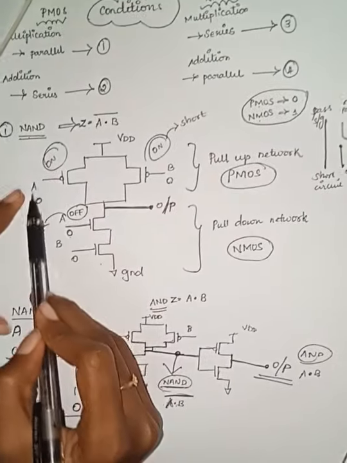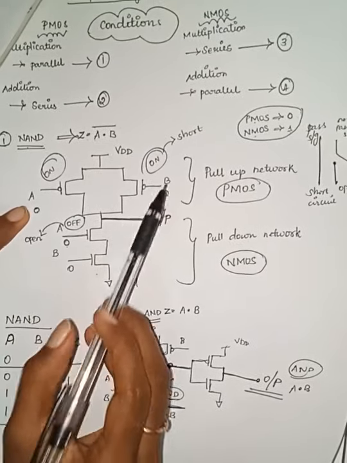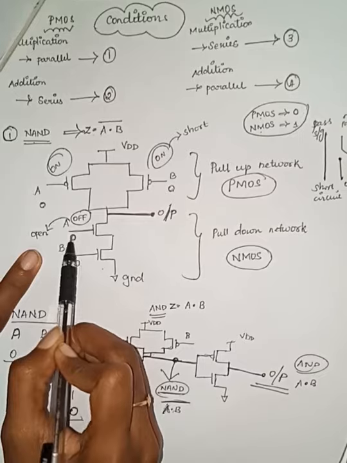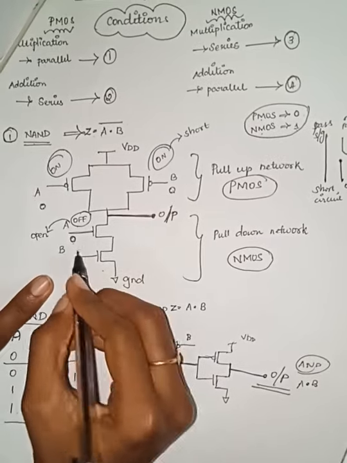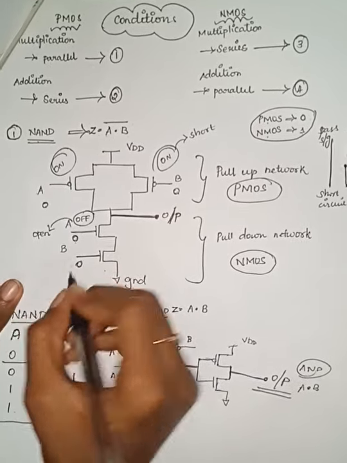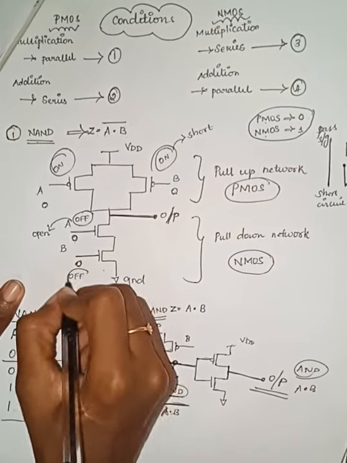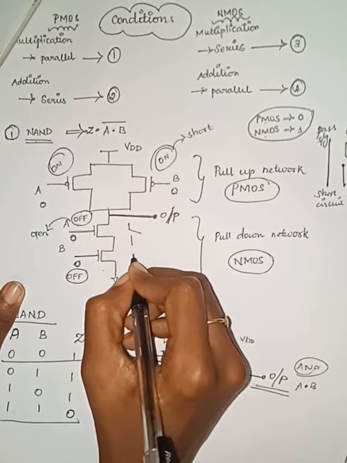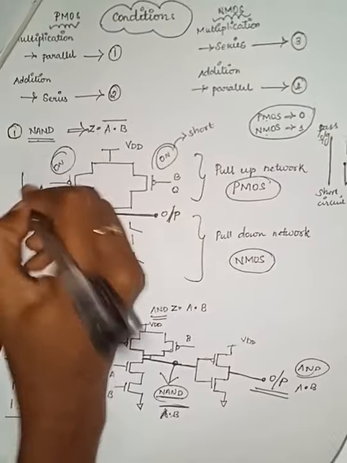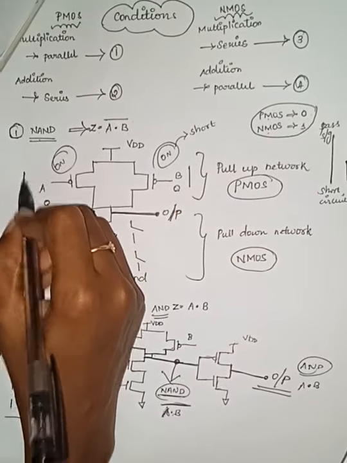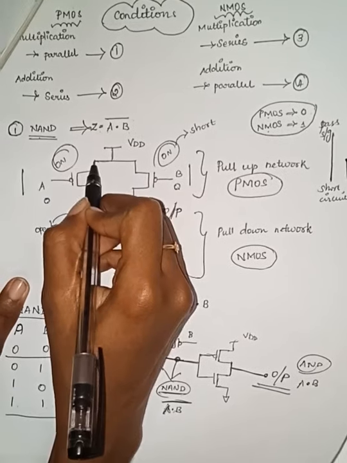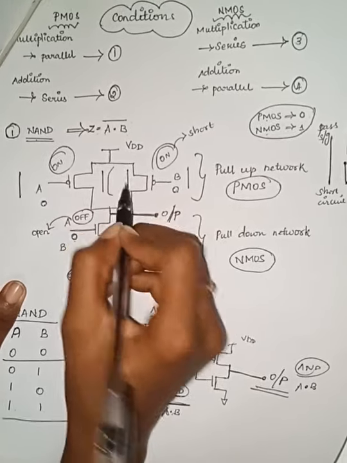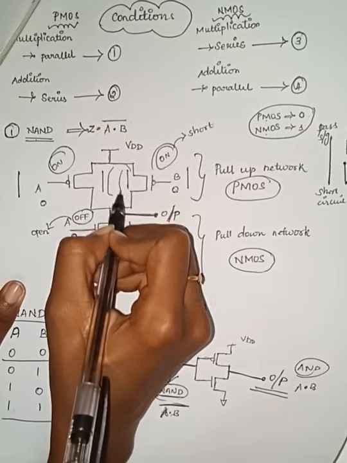So when input is 0, PMOS gets on. Here also PMOS gets on. When input is 0, this NMOS gets off. When the input is 0, this NMOS also gets off, and it is open circuited. Here also it is open and here it is short. So when it is short, it will pass this VDD. Here also it is short, it will pass the same VDD.